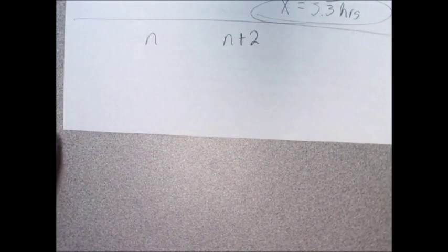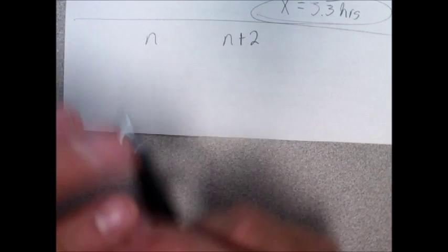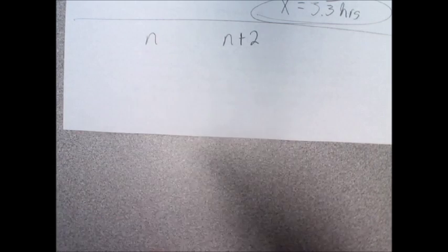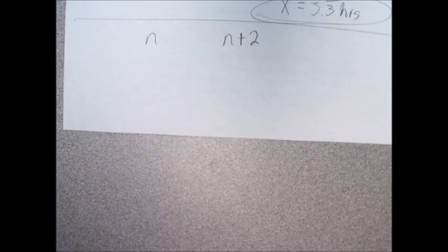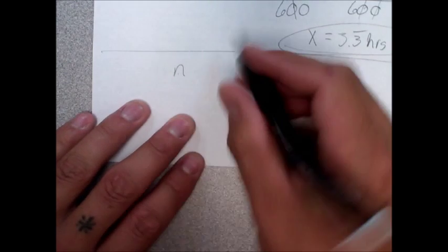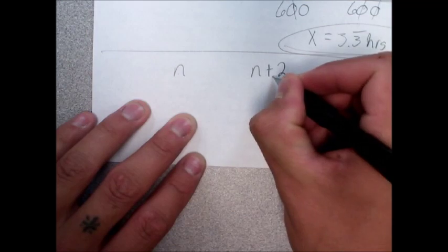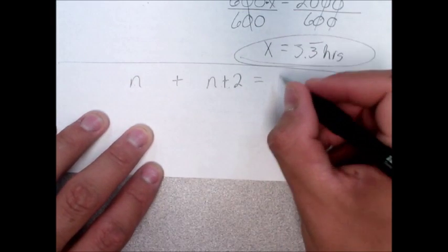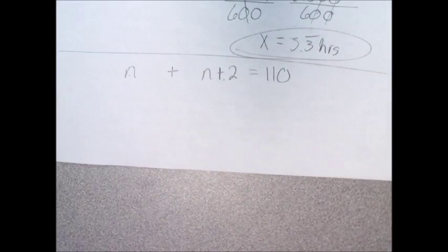Okay, so to answer the question, it says the sum of two consecutive, meaning one right after the other, even numbers is 110. What are the two numbers? So here's the number, here's its next even number, and it said the sum, so we're adding them together, and then it said it was going to be equal to 110. I need to solve this. How do I do so?